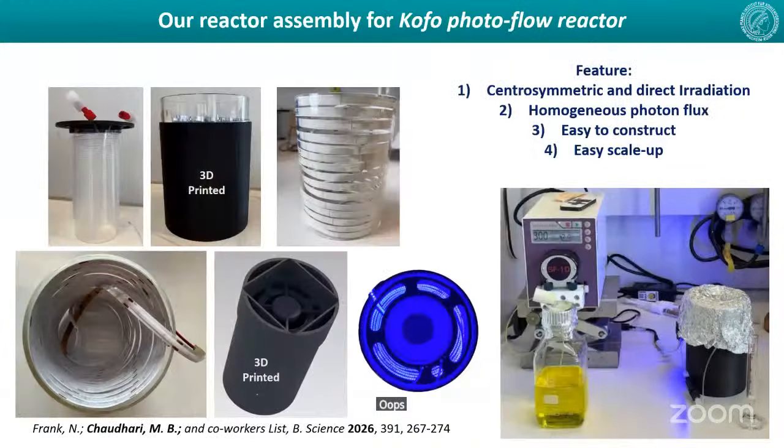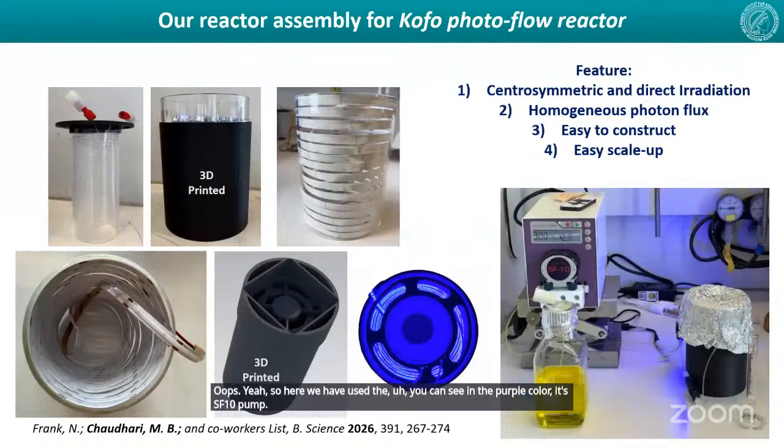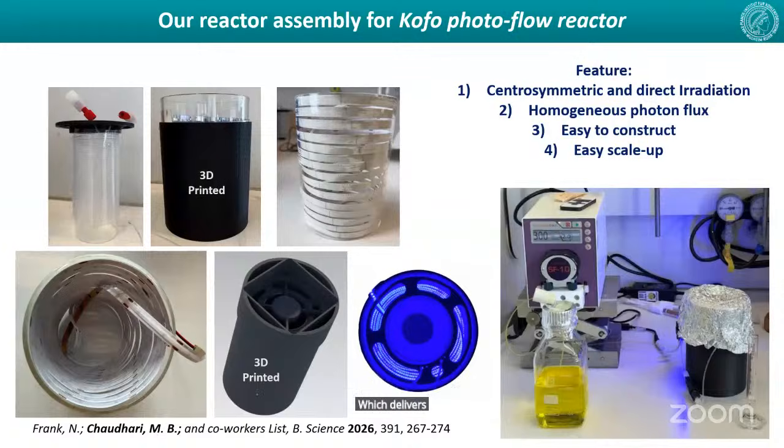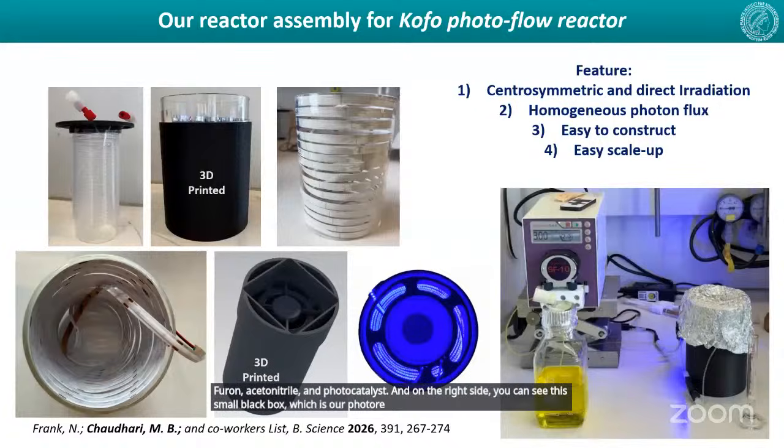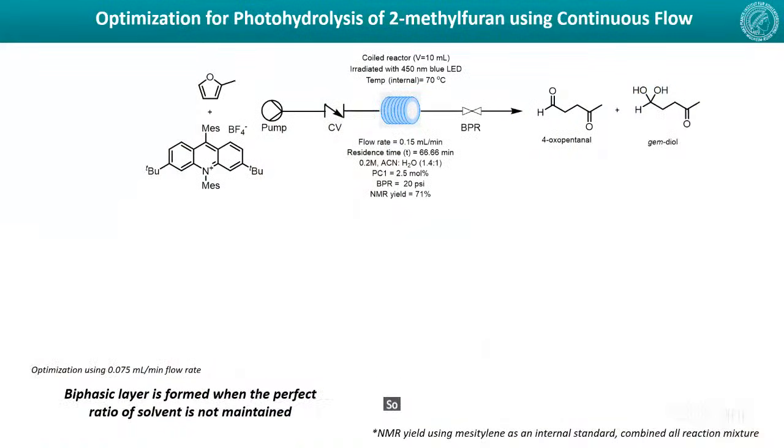Here you can see in the purple color the SF10 pump, which delivers the reaction mixture. The reaction mixture contains the furan, acetonitrile, and photocatalyst. And on the right side, you can see this small black box, which is our photoreactor. So with this, we went ahead with the optimization of photo hydrolysis of 2-methylfuran using continuous flow.